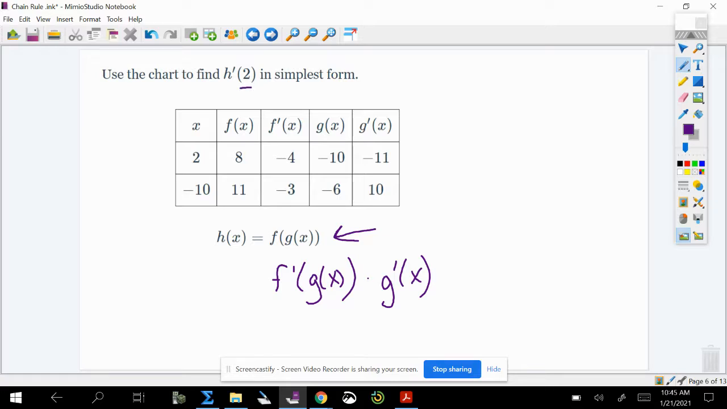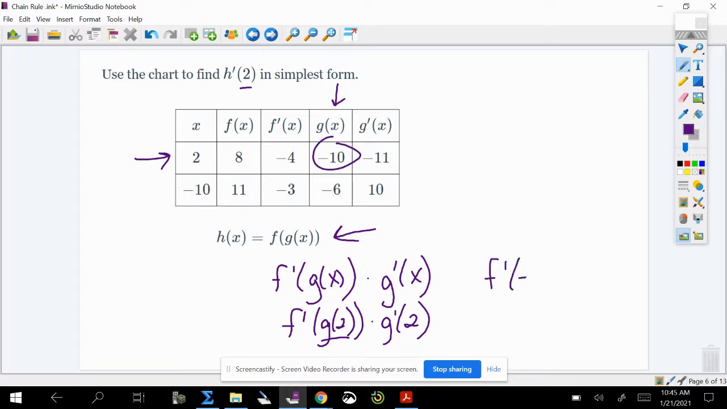So then you want to plug 2 in. So here's where the table comes in. You're going to have f prime of g of 2 times g prime of 2. Best advice I can give you is work inside out. So start by figuring out what g of 2 is. You're going to go to your table, to the g column. G of 2 is negative 10. So that's going to be f prime of negative 10, and then times g prime of 2. That's the only piece that has to be done first.